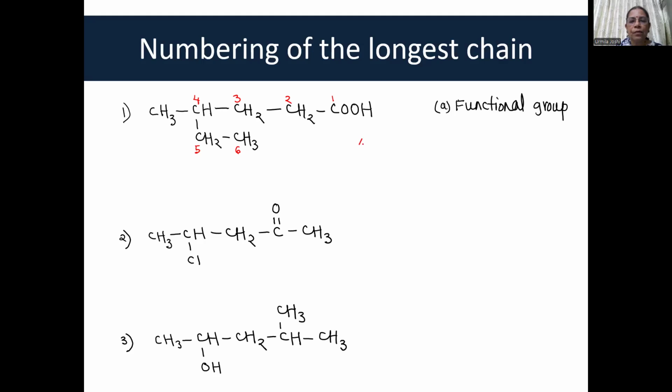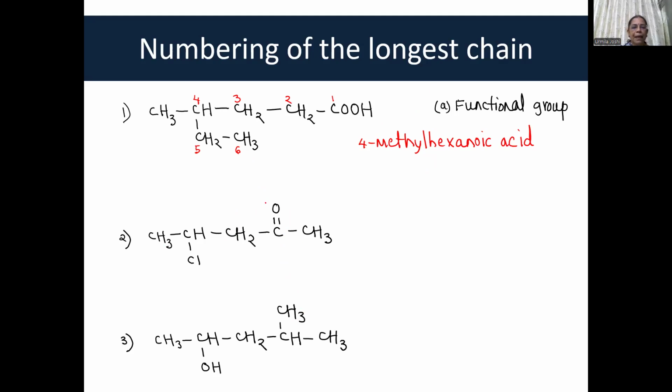So what will be the name of this compound? 4-methyl, 6-carbon hexane. Carboxylic acids, where the carboxylic carbon is numbered in the parent chain, are indicated by oic acid. So this is 4-methyl hexanoic acid. Okay, I am going a bit fast because in 11th and 12th standard, you have done this nomenclature.